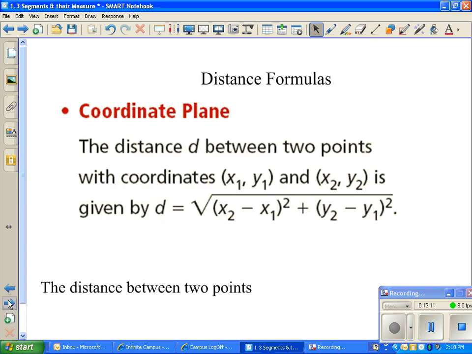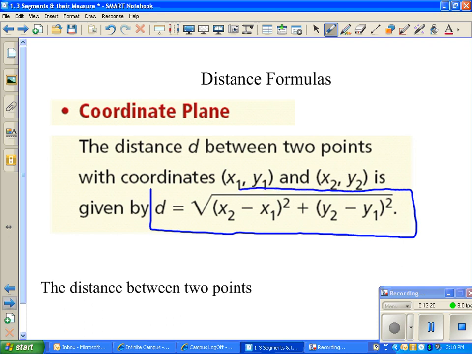All right, coordinate plane. Here is a formula you need to know, period. You will have to learn it, so I'm going to highlight it for you. Okay, the square root, that's what this long thing is. But you do the square root the very last thing of your whole paper. Got it? The square root, parentheses, x2 minus x1, close it, square it.